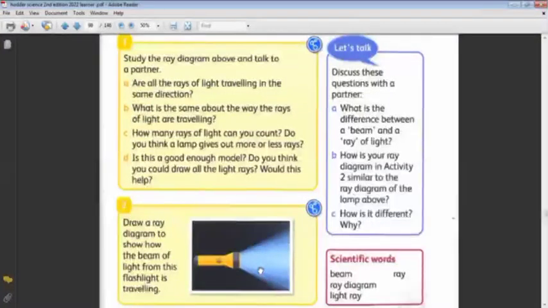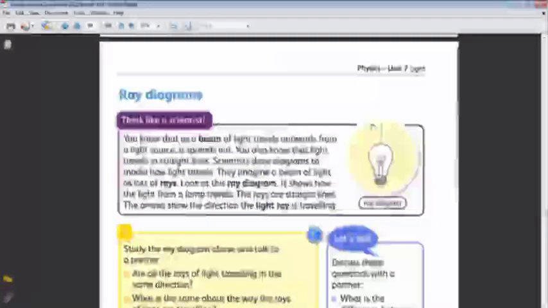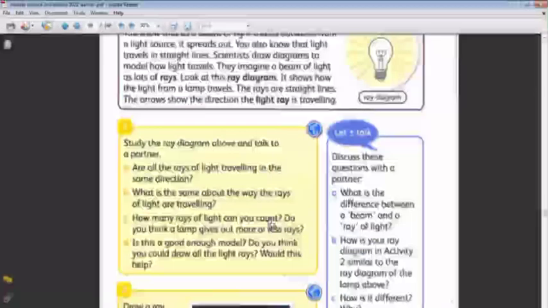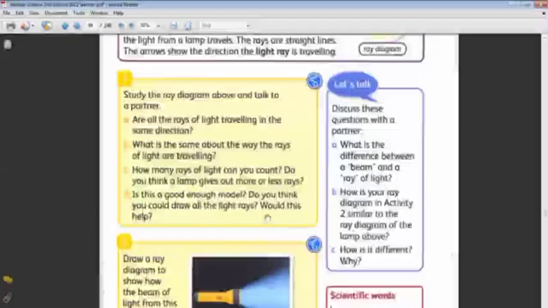Okay. How is your ray diagram in activity 2 similar to the ray diagram of the lamp above? What is the thing which is similar between the rays that we draw here and the rays present here in this ray diagram? They are similar in what? In the lines.